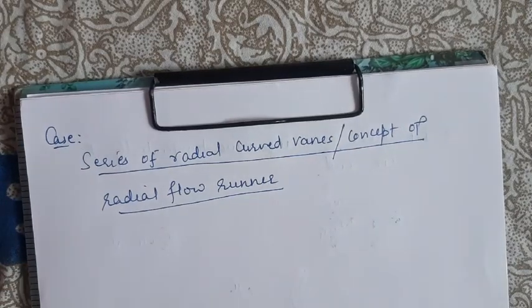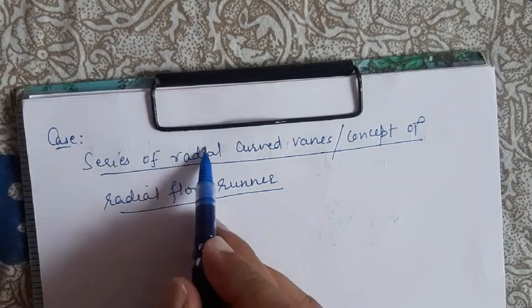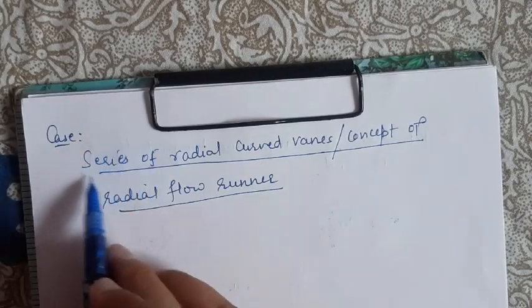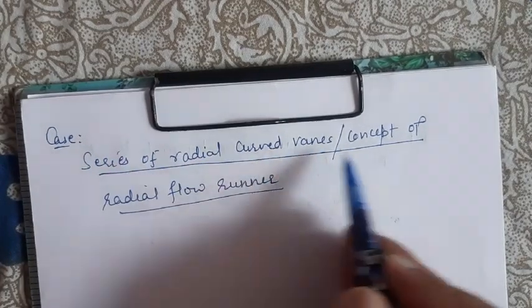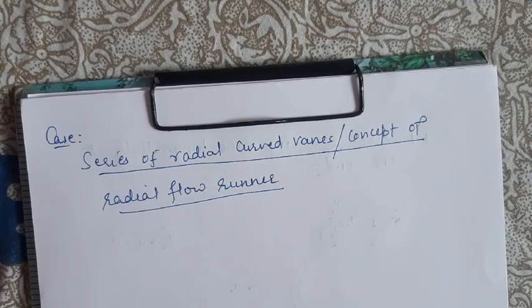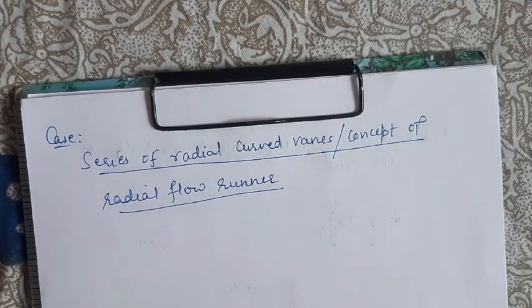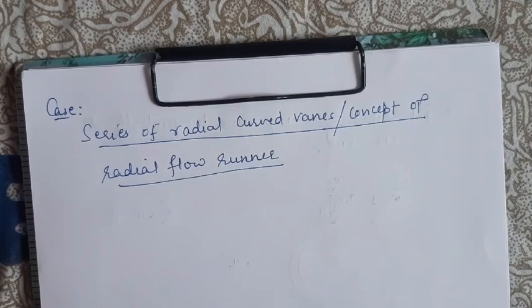Now observe this point very carefully. The two headings are the same. In some books, it is written as series of radial curved vanes; some books use the concept of radial flow runner. Both concepts are the same. It means a number of radial curved vanes are mounted on a runner or a wheel, which is known as a radial flow runner. So let's observe a simple diagram for this radial flow runner.